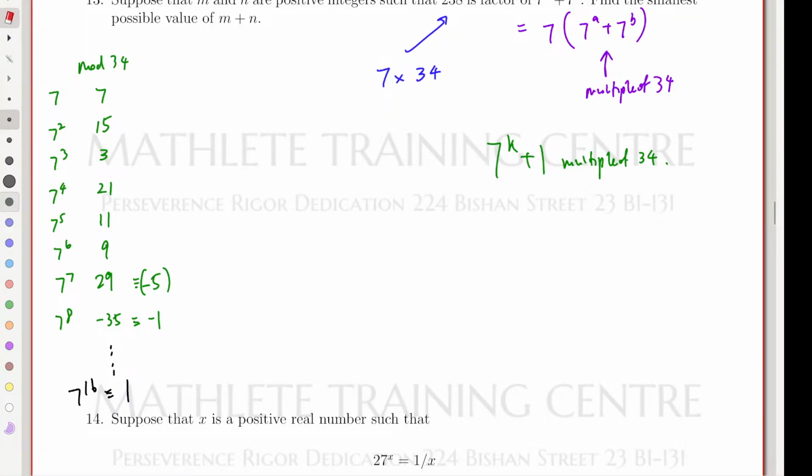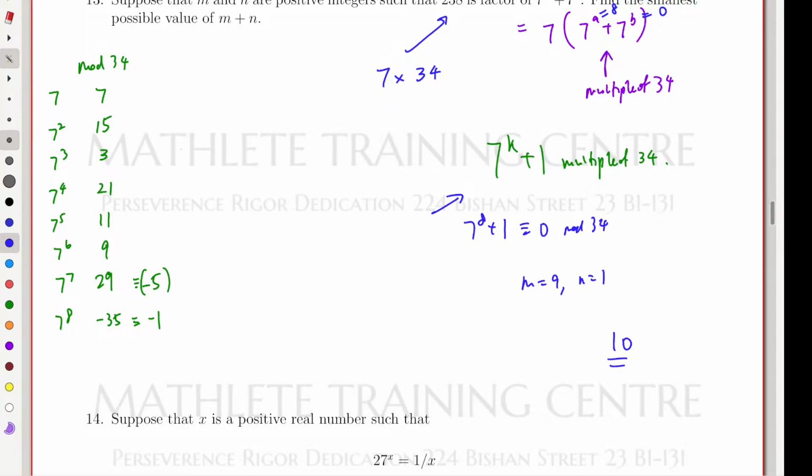Wait, I just realized something. I made a mistake here. I don't want 7 power 16. I want 7 power 8 actually. Because 7 power 8 is the one that will satisfy the equation here. I noticed that 7 power 8 plus 1 is congruent to 0 mod 34. Okay, so with that, our best choice of A is 8. Our best choice of B is 0. So then, in that case, M should be 9 and N should be 1. The sum is equal to 10.